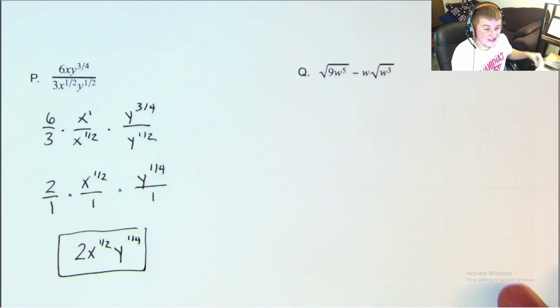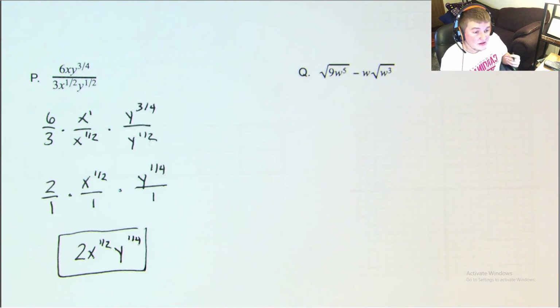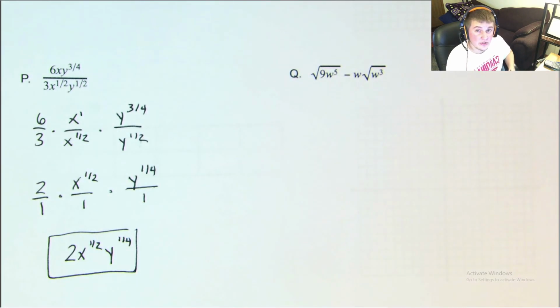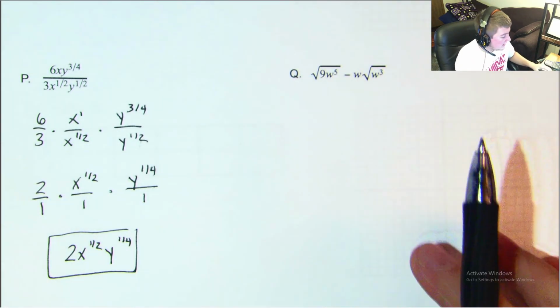Okay, last one. I'm taking the square root of 9w to the 5th, and I'm subtracting w times the square root of w to the 3rd. I'm talking about square roots here. Whenever there's no number here, it's implied square roots. So I need to go ahead and split this up.